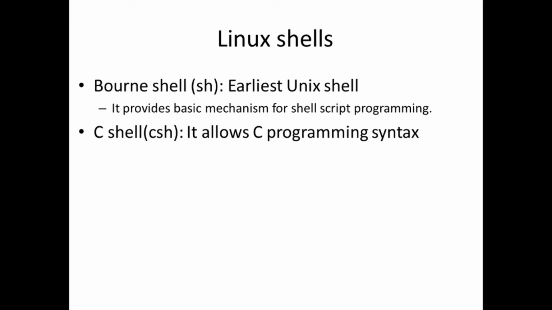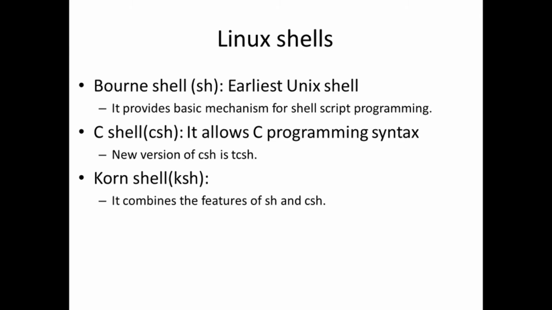So there is also a facility of C programming in Linux. So C shell allows C programming syntax in Linux. And remember, the newer version of CSH is known as TCSH. Well, the third shell is Korn shell. In short, it is known as KSH. It combines the features of SH and CSH both.